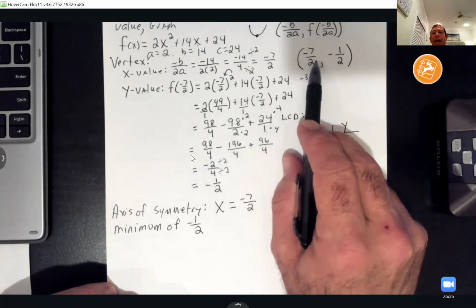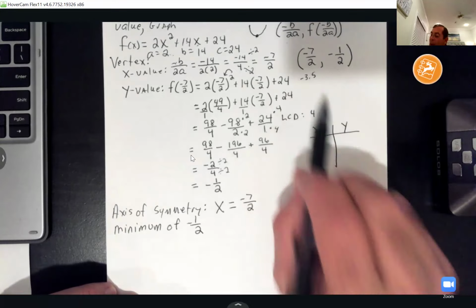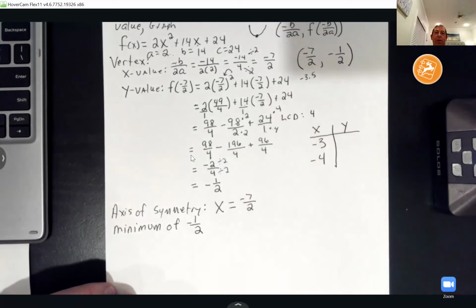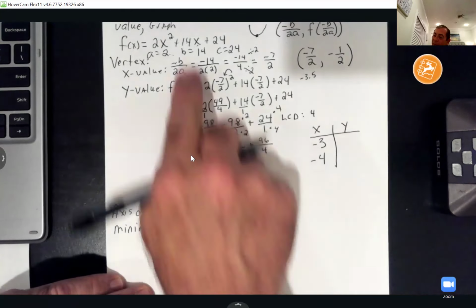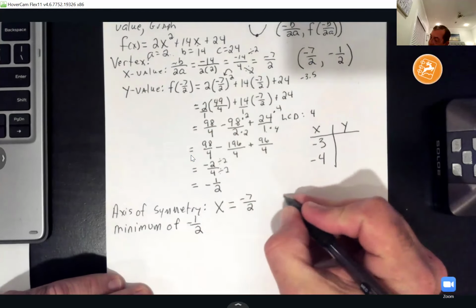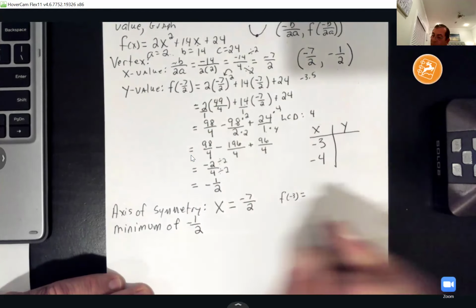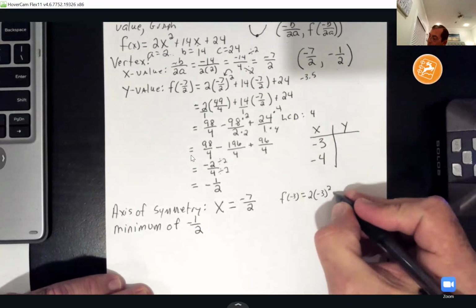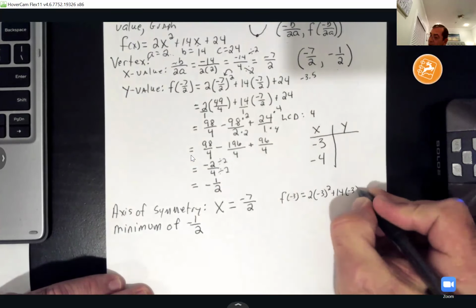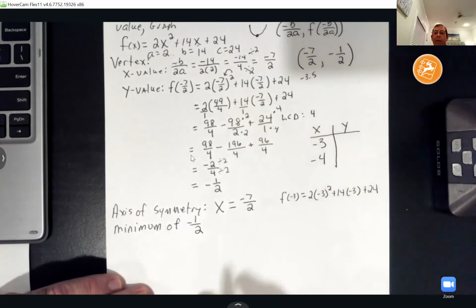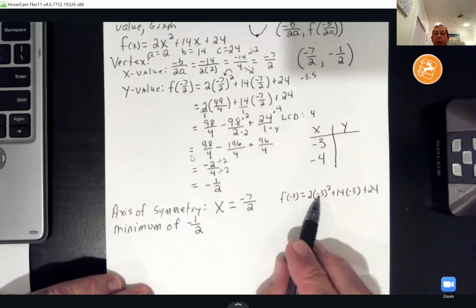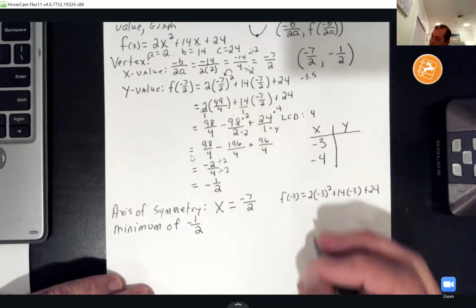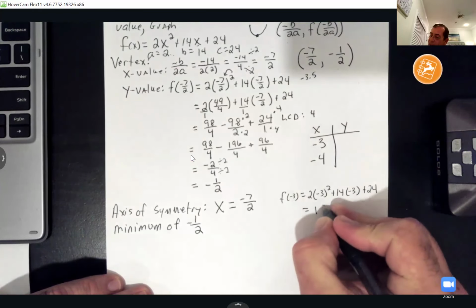So since that -7/2 gave me basically a -3.5, I would probably pick a -3 on one side and a -4 on the other. Now, guess what? To get those Y values, I'm about to plug those numbers into here. So I'm going to find f of -3, which will be 2 times -3 squared plus 14 times -3 plus 24. All right, so remember, -3 squared is 9. 9 times 2 is what? 18?